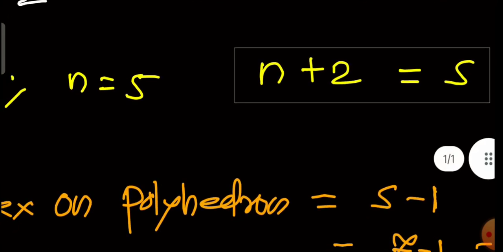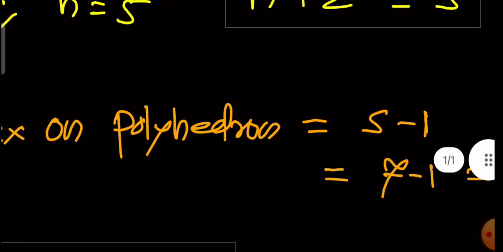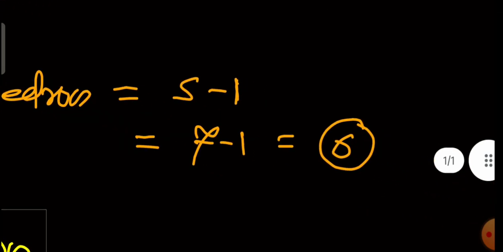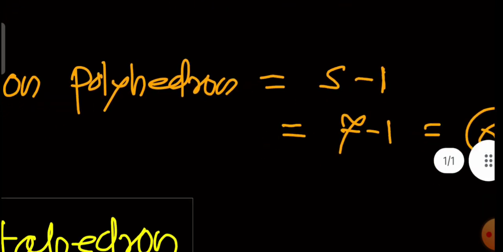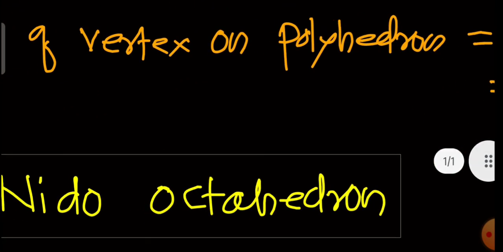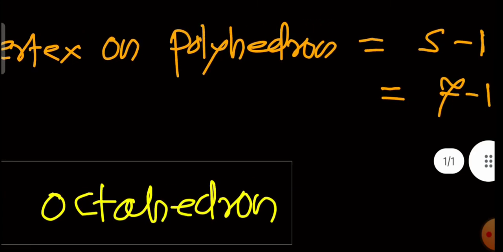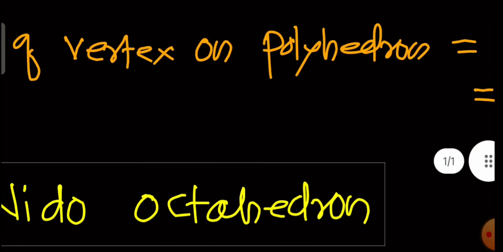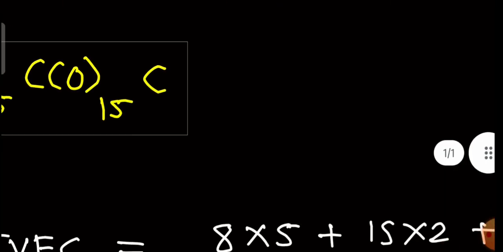So that means, based on that, the number of vertices on the polyhedron, that is s minus 1, is equal to 6 now. Okay, so here that means it belongs to nido octahedron, right? So this is actually the geometry particularly for the complex, or for the system, that is Os5 CO15 C.